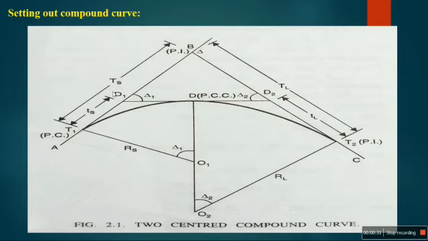Then, after getting these two, by using linear measurements from here to T1 and here to T2, you can easily mark T1 and T2. After that, you have to calculate the length of the first and second curves. Then you can easily mark the point D.